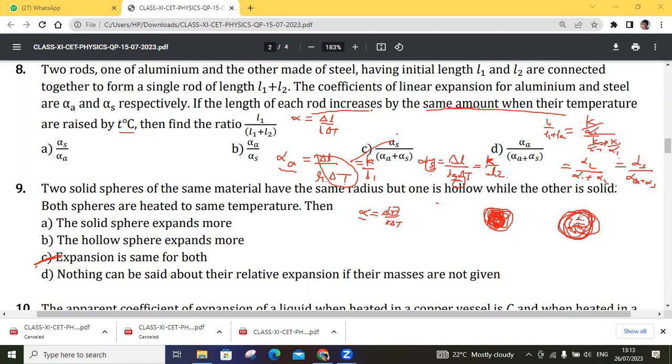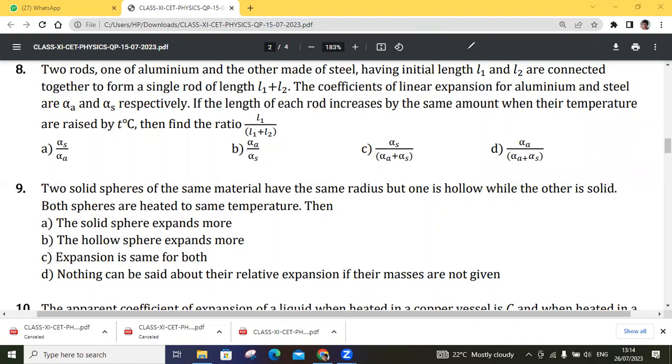If it expands more, then pressure increases. So then it may apply some pressure here, and due to that pressure also there may be some increase in volume. Okay. Then the hollow sphere will expand more. But because nothing is given, expansion will be the same for both. Okay.